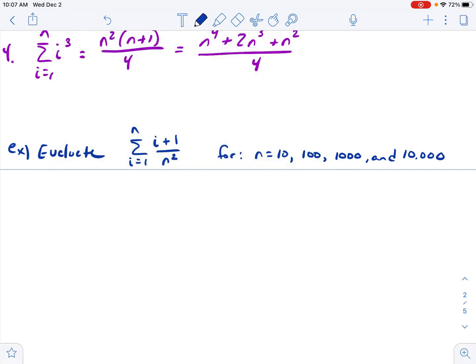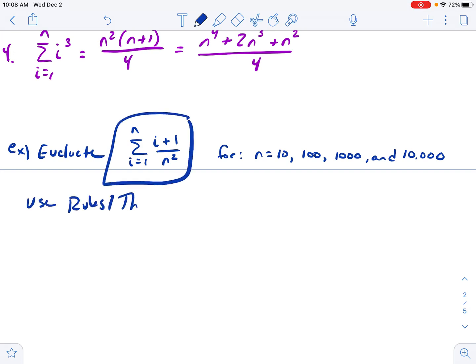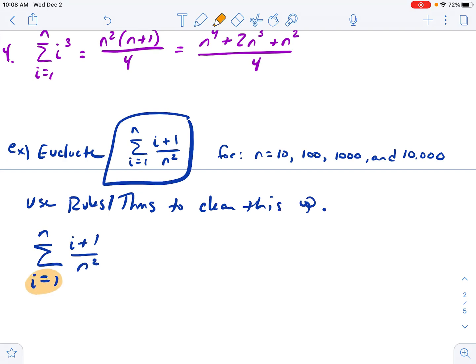So now let's see how we go through this, okay? Basically, I'm not even going to worry about the value of n right now. I'm going to use the theorems to clean this up. Okay, and so here's how it's going to look. Summation as i goes from 1 to n of i plus 1 over n squared. The index variable is i. n is really just some constant.